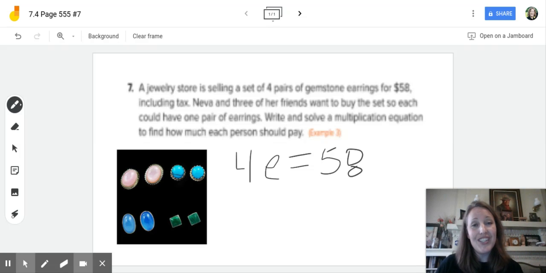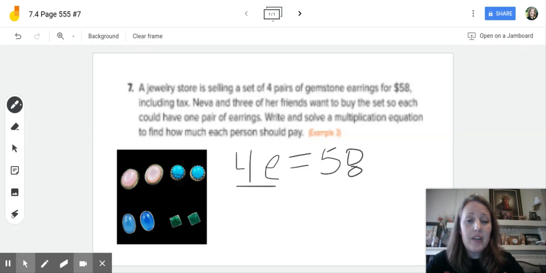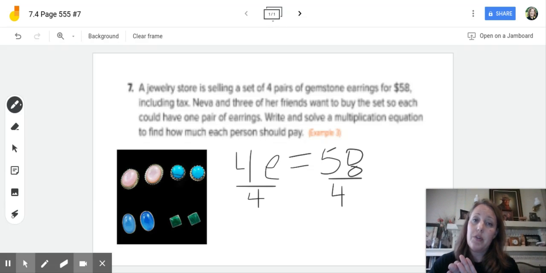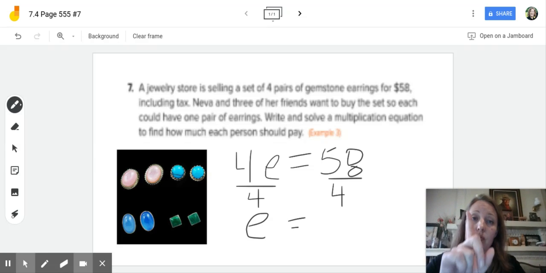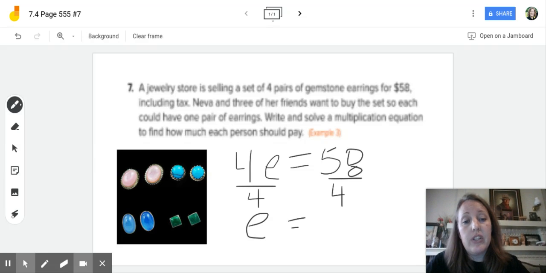Okay, and you already know what to do. We're going to solve it by using our inverse operations here and ultimately doing what you knew to do anyway, to divide by 4. So we know 4 divided by 4 is 1. 1 times anything, that's the identity property of multiplication, is itself. So 1 pair of earrings, the cost of 1 pair of earrings is 58 divided by 4. I may need a little thought bubble over here, right? And I can do this division, right?